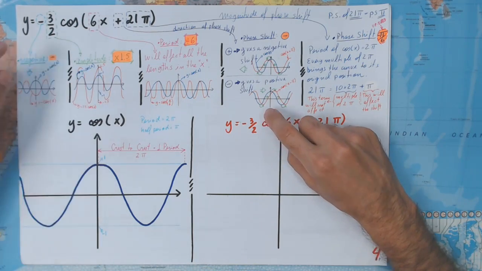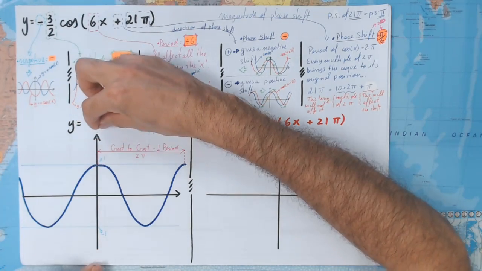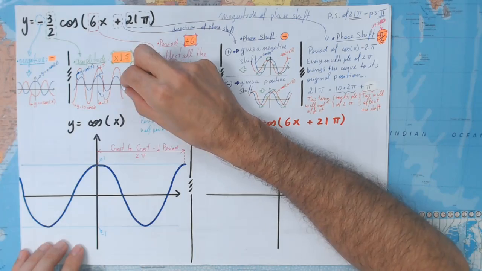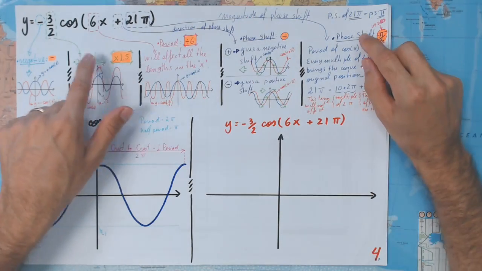Now, next one, the amplitude. The amplitude is just stretching the chart on the y direction. Only that, just like we did here, the red curve. Stretch it up. In our case, it's 1.5.